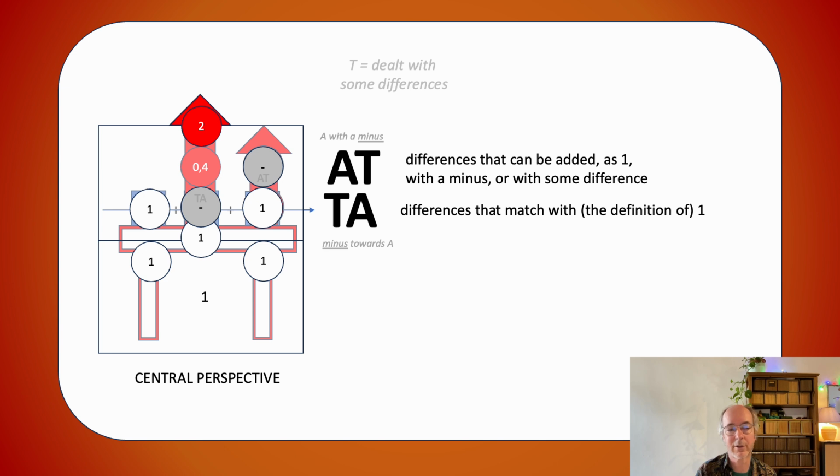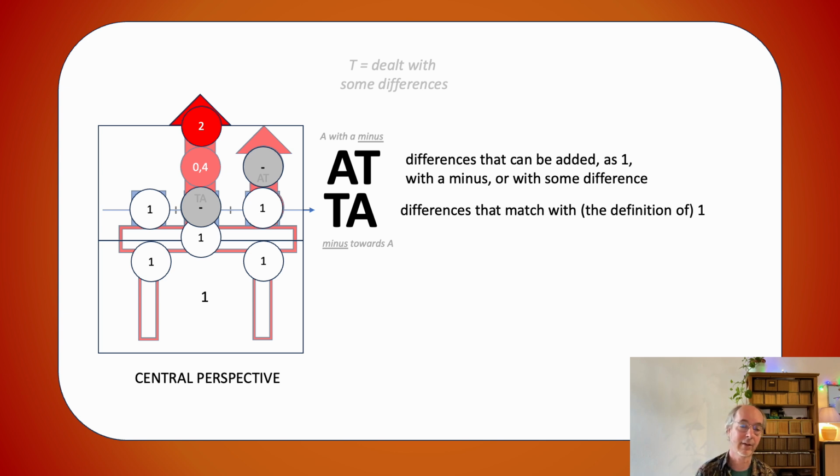As soon as some of these differences add up, or we will see the differences, we can define the differences. We will use the letter T with the "at" on the right on top there. It means that we can still add the differences. So this is A, 1 with some minus.